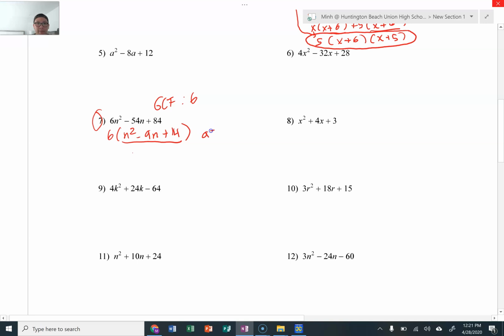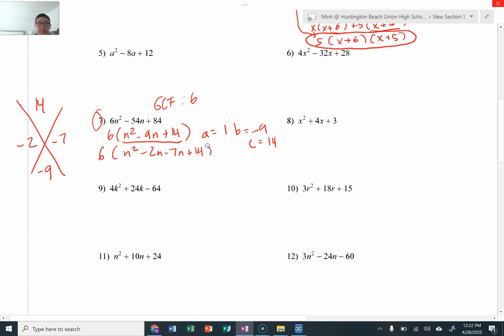So we need to go ahead and find our A, 1, B is negative 9, and my C is going to be 14. Setting up my x puzzle, A times C is 14, and then my B is negative 9, and the two numbers that multiply to get me positive 14 and add up to negative 9 would be negative 2 and negative 7. So that leaves my GCF, bringing it down. You can drag the GCF down if you want, if you forget, but that becomes n squared minus 2n minus 7n plus 14, right?